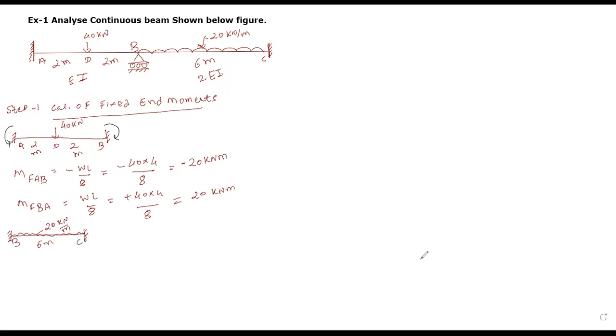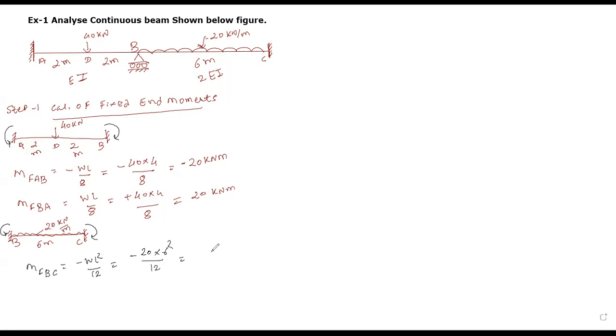Again, the left side moment is anticlockwise. So MFBC will be anticlockwise. MFCB will be clockwise. So we will get MFBC equals minus WL square by 12. I hope it is clear to all of you. So we have W is 20, L equal to 6 meters. So minus 20 into 6 divided by 12. Sorry, 6 square. So please tell me what will be your answer.